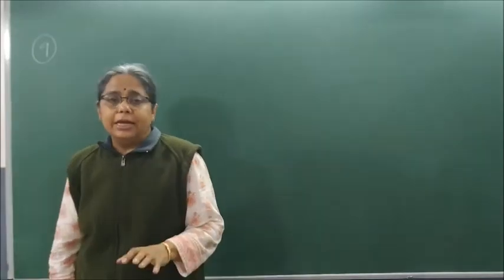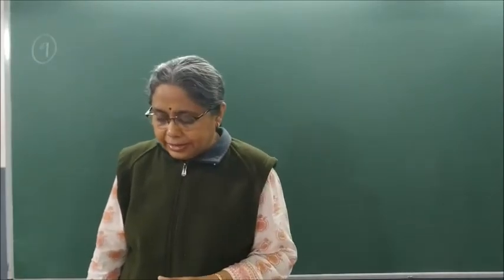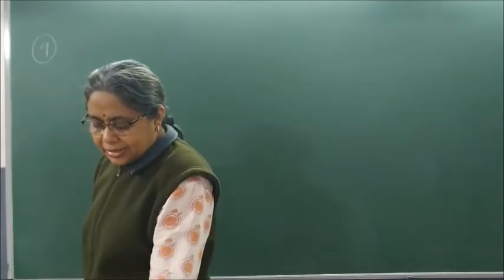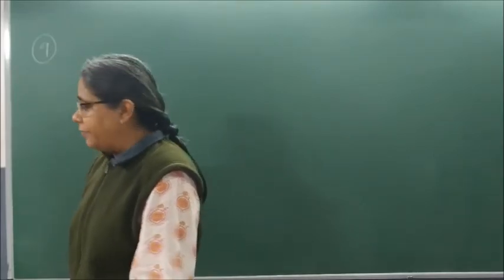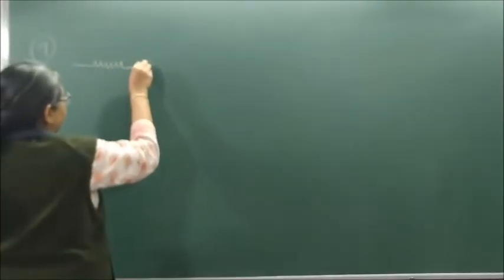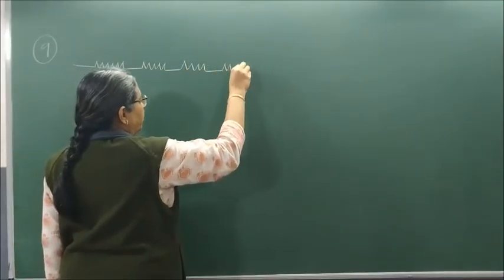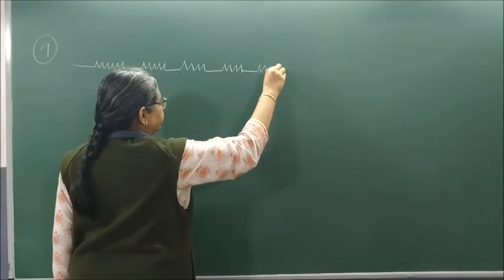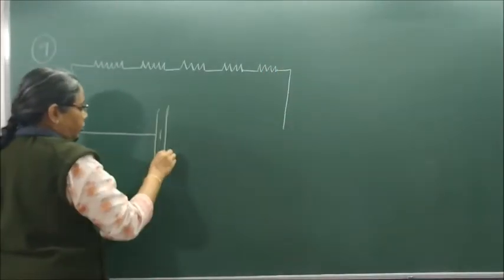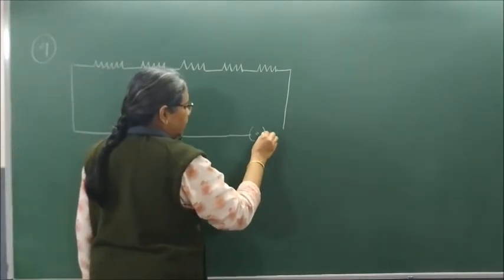For this, a diagram is required because it is all about resistances and they are connected in what? Series. So how many resistances are there? 1, 2, 3, 4 and 5. So we will have 5 resistances connected in series across a battery of 9 volts using a plug key.